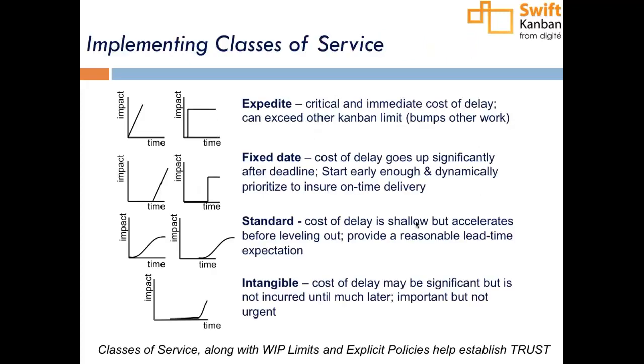Some of the concepts of Kanban take some time for teams to implement. One is, of course, the class of service. The class of service is one of the key concepts defined in the Kanban method that, used along with WIP limits and explicit policies, really helps establish trust between the delivery team and the stakeholder, the customer that you're servicing. Because it clearly communicates to the stakeholder, on the one hand, the team's capacity to do different types of work.